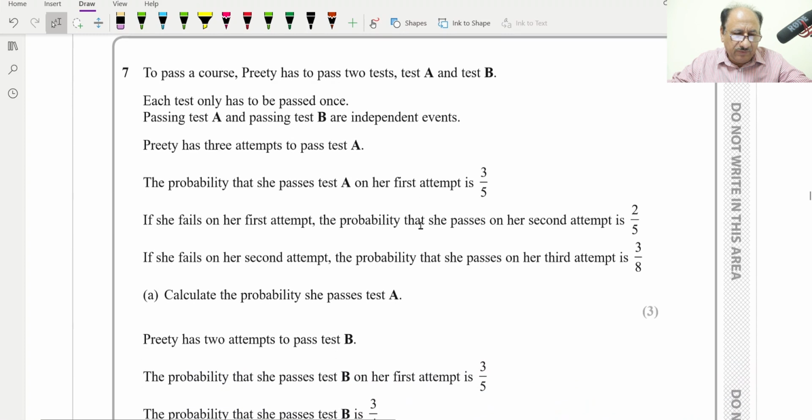Then question number 7. To pass a course, Preeti has to pass two tests, test A and test B. Each test only has to be passed once. Passing test A and passing test B are independent events. Preeti has 3 attempts to pass test A. The probability that she passes test A on her first attempt is 3 over 5.